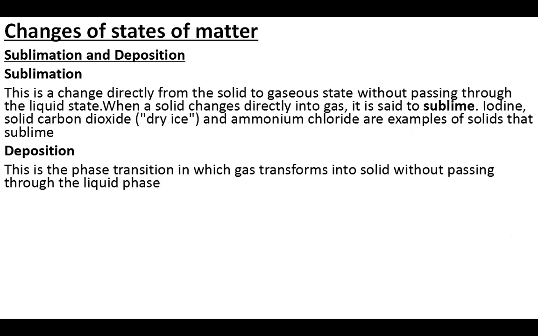Sublimation is the change directly from the solid to a gaseous state without passing through the liquid state. When a solid changes directly into a gas, it is called a sublime. Examples of sublimes are iodine, solid carbon dioxide, the dry ice, and ammonium chloride, which are the main examples of solids that can sublime.